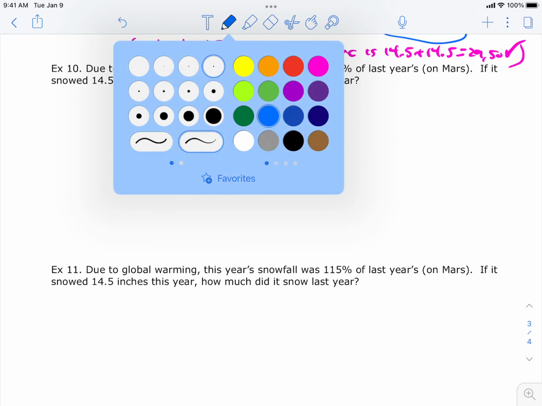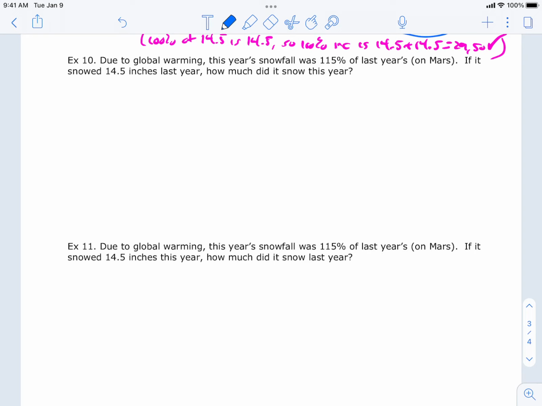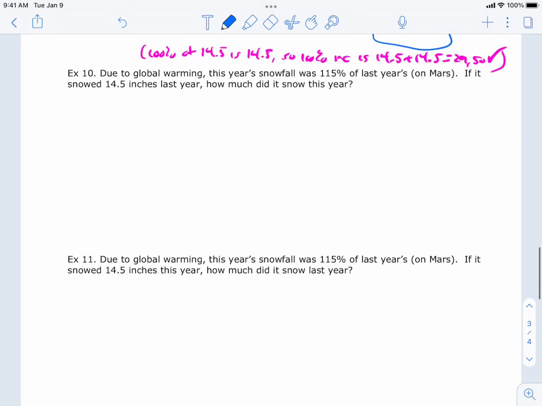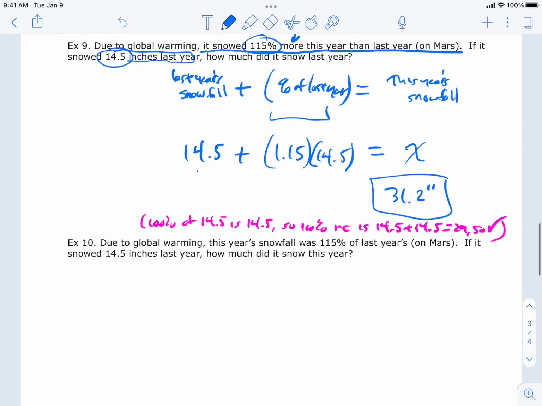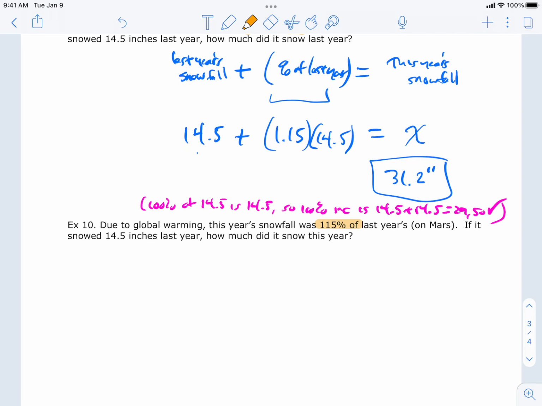Global warming. It's saying the same thing? This year's snowfall was 115% of last year's. Is it saying the same thing? Hang on now. Look what this said. Be very careful about this. You've got to read closely when you're doing any kind of math stuff. Reading closely is half the battle. This doesn't say it snowed 115% more. This says 115% of. Very different.